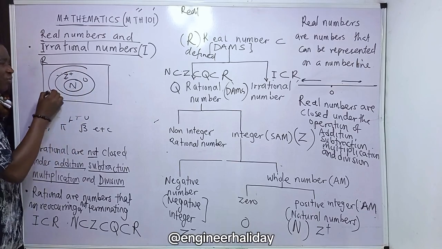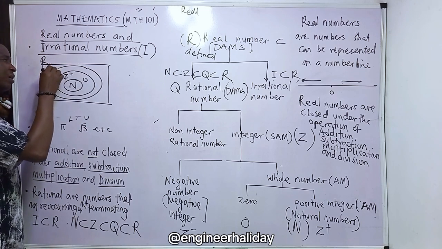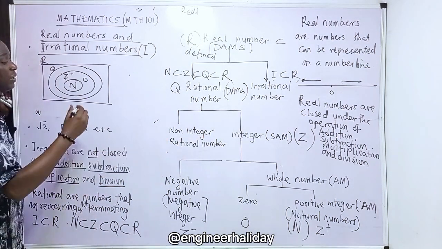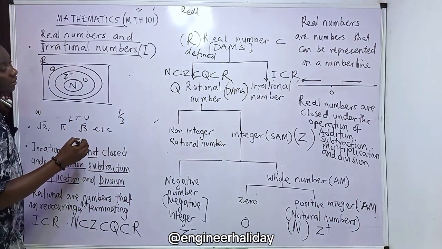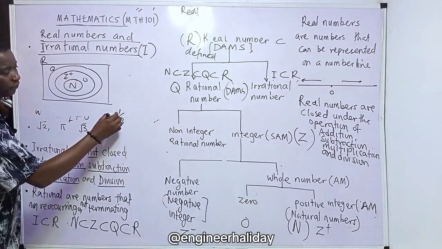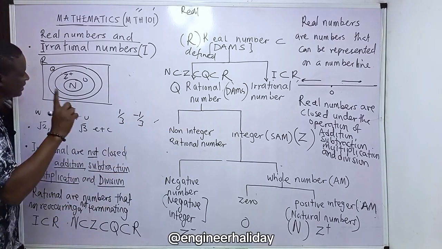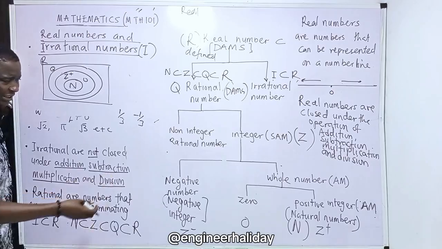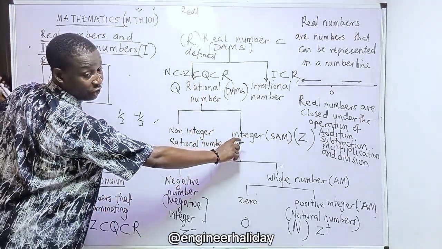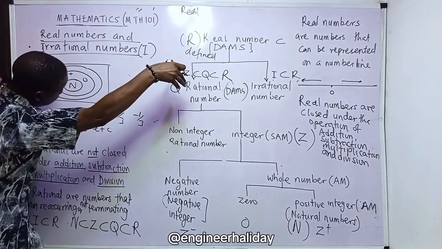Then we now have outside, rational number. Inside the rational number is where non-integers will be. Maybe like 1/3 or minus 1/3. We are not saying non-negative, we say non-integer, because this one is not an integer, but it belongs to a rational number. So we cannot put it under integer. We say that it will fall under rational number but not integer.